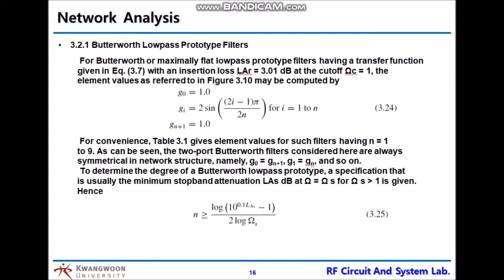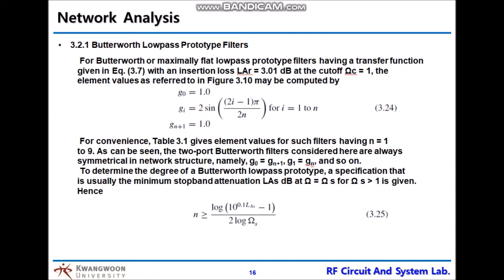For Butterworth or maximally flat low-pass prototype filters having a transfer function given in equation 3.7, with an insertion loss equal to 3 dB at the cutoff omega c equal 1, the element values as referred to in figure 3.10 may be computed by equation 3.24. For convenience, table 3.1 gives element values for such a filter having n equal 1 to 9.